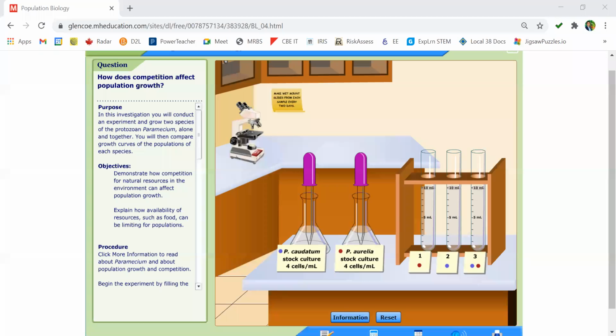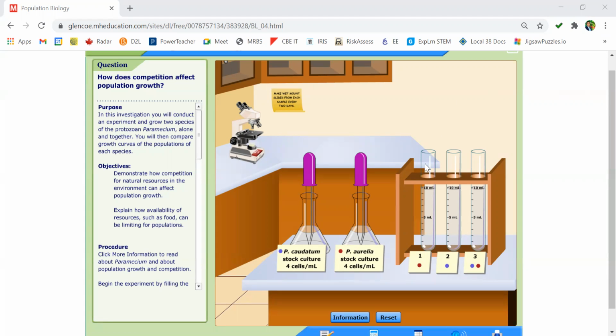This video is a recording of a virtual population lab. We will look at the population of two Paramecium species. We'll first set up a test tube with each species by themselves, as well as a third test tube where two species are grown together. Then we'll monitor their population density over a period of 16 days.